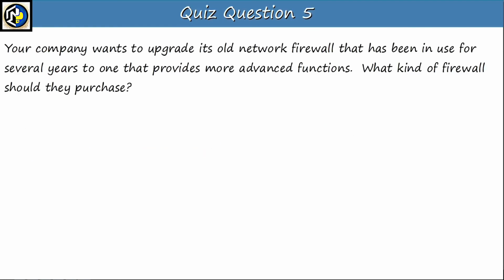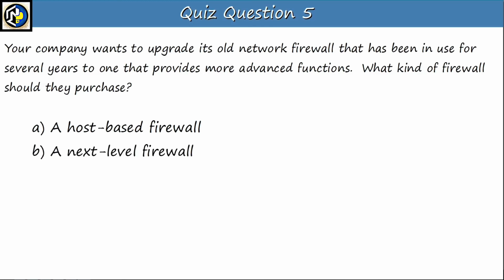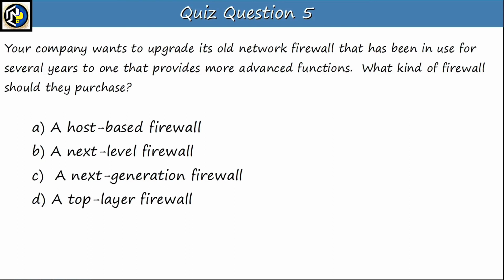Let's go to the final quiz question for this video. Your company wants to upgrade its old network firewall that has been in use for several years to one that provides more advanced functions. What kind of firewall should they purchase? A, a host-based firewall. B, a next-level firewall. C, a next-generation firewall. Or D, a top-layer firewall. Pause the video to think about your answer. The answer is C, a next-generation firewall.